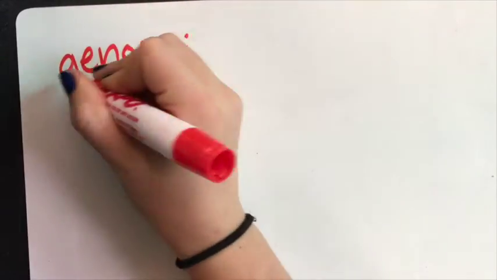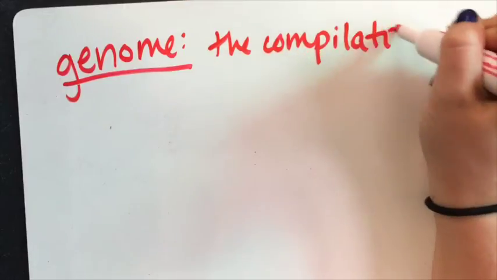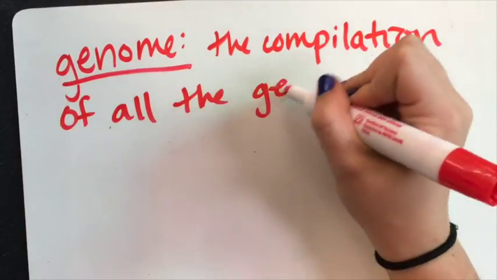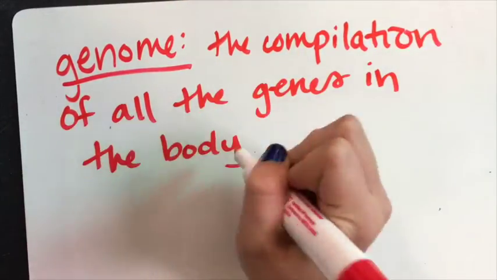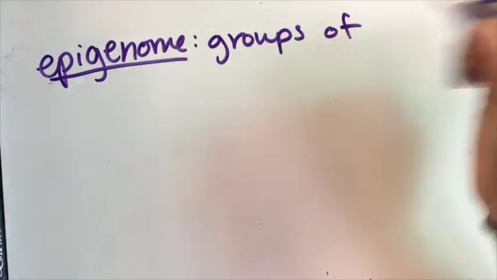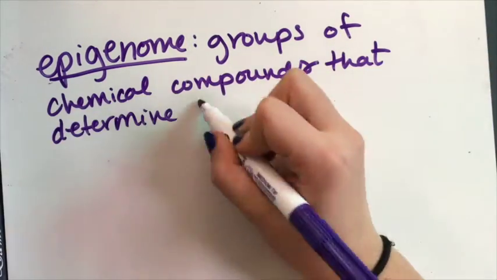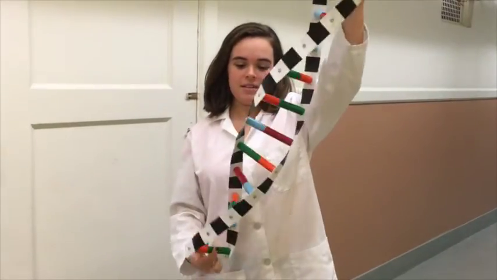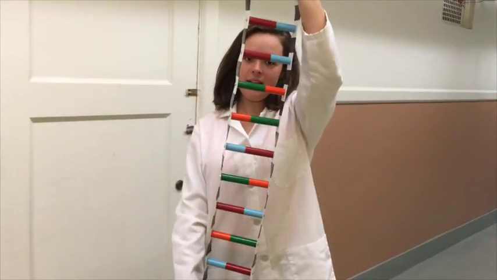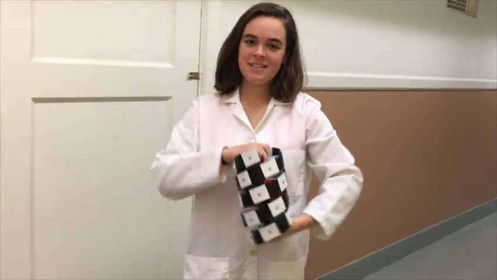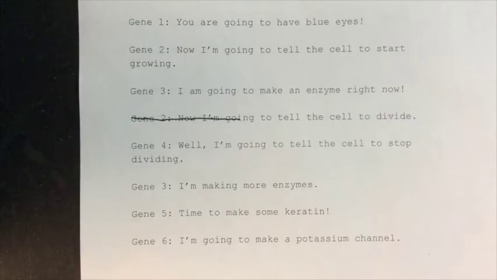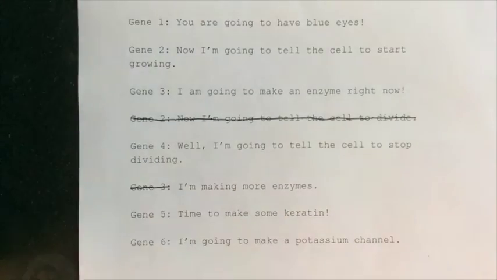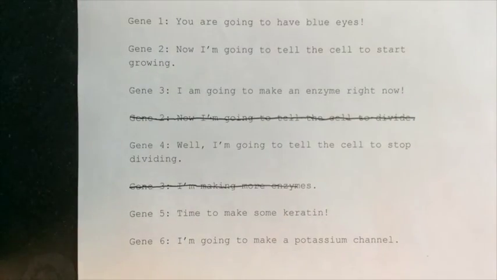It is important to know how DNA methylation affects the genome, and more importantly, the epigenome. The genome is the compilation of all the genes in the body, while the epigenome consists of groups of chemical compounds that determine how the genome is expressed. When methyl groups are removed or bonded to genes, they mark the genes as either on or off, and by doing so, change the way the individual genes are expressed. Your genome is like the script to the play of your genetics, and methyl groups determine which lines get read.